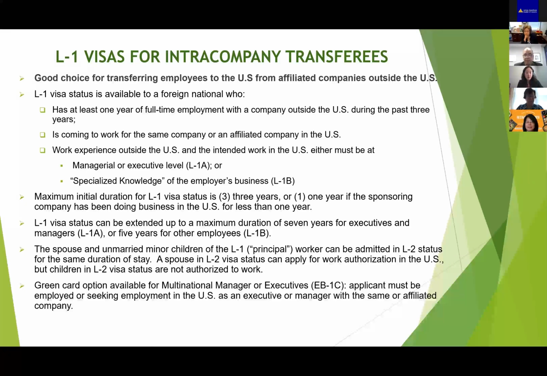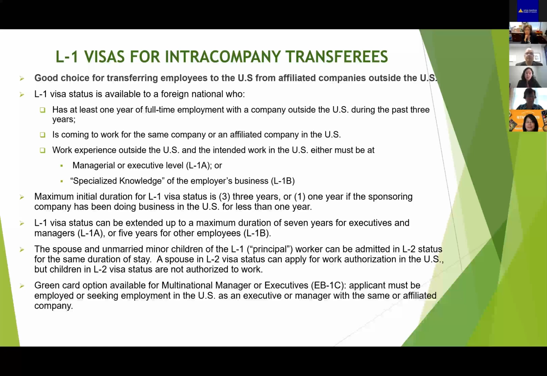What's also helpful is that the spouse and unmarried children of the principal L1 visa holder can join the L1 principal in the United States, and this dependent status is referred to as the L2 visa, for the same duration of time. And then the spouse of an L1 visa holder actually has the ability to work in the United States after they enter L2 dependent status. Unfortunately, the children are not authorized to work, just the spouse.